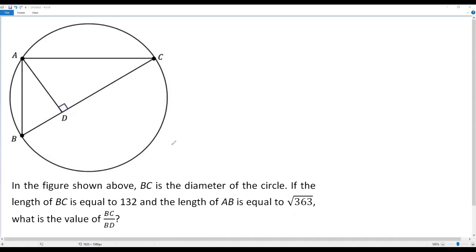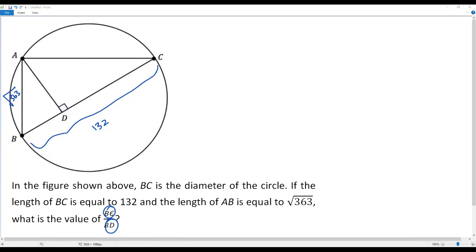Okay, in the given figure, we have the length of the diameter BC, that is 132. So the length of BC is 132, and also we have the length of the line segment AB over here, that is a chord of the circle. So its length is square root of 363. And we have to find the value of BC over BD.